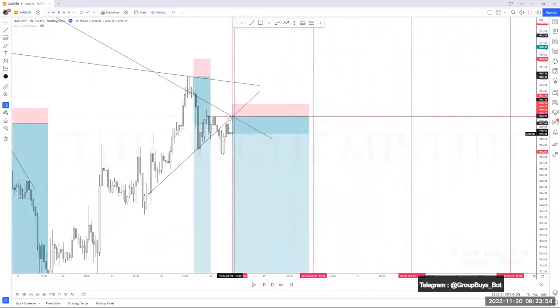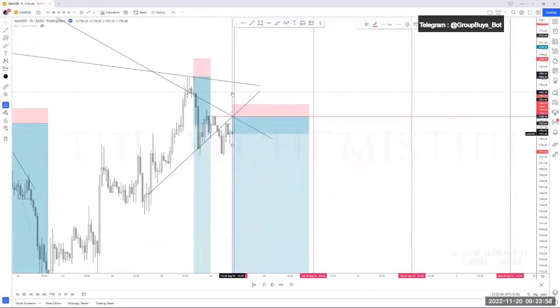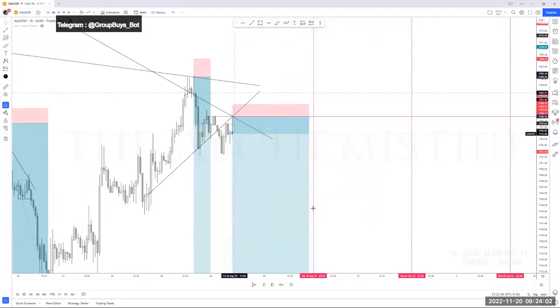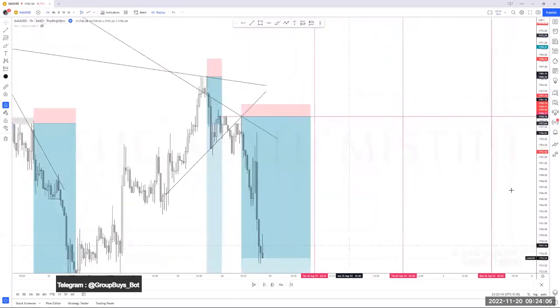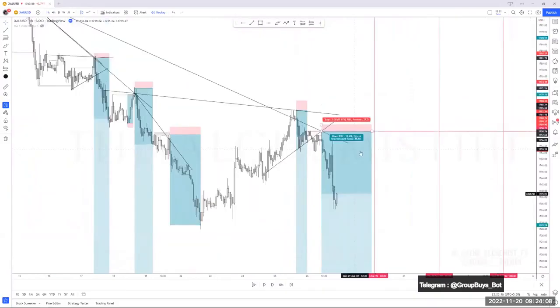Two trend lines, resistance, liquidity, timing is also perfect. I told you timing can be used as a confluence, right? Look at that. Right at London kill zone. There it goes. Taps, melting. Boom.